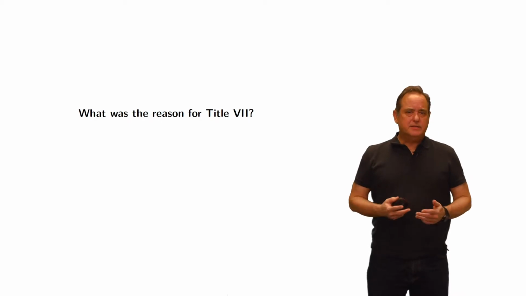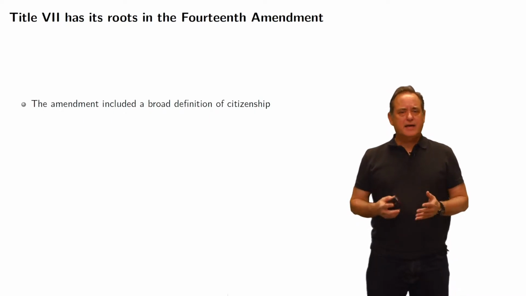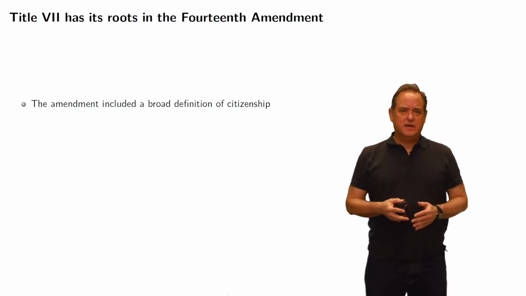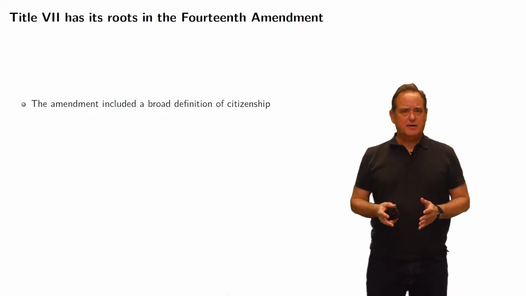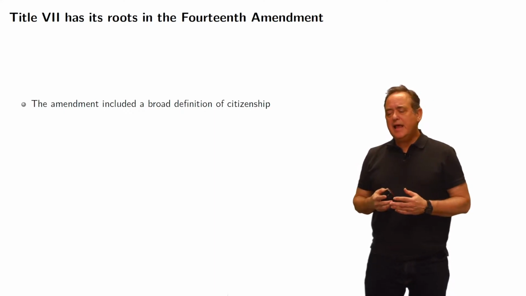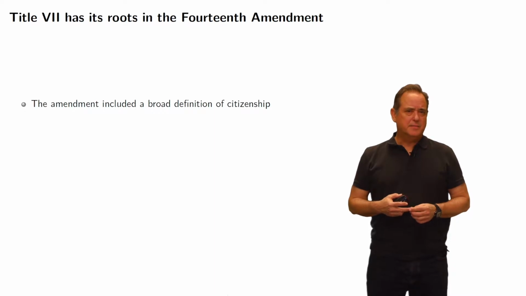What was the reason for Title VII? Where did it come from? Well, of course, know that Title VII arose out of the civil rights movement of the 1960s. There's no doubt about that. Nevertheless, Title VII really has its roots in the 14th Amendment.